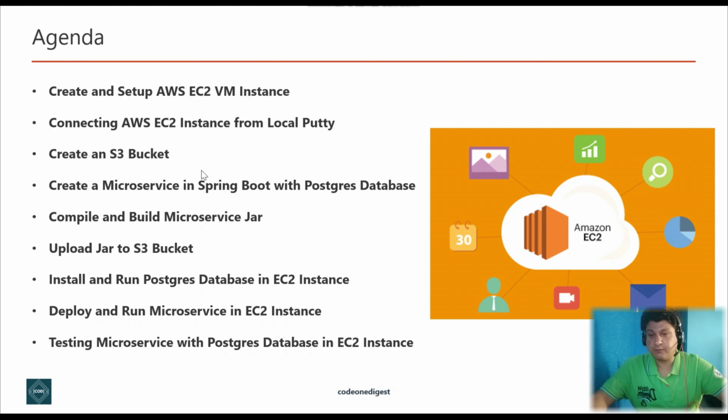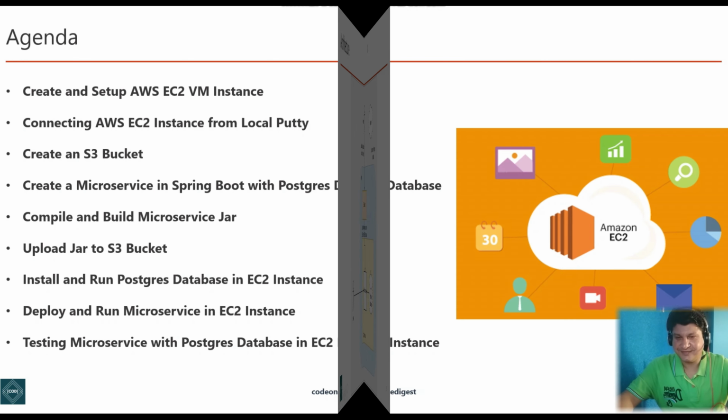Then I'll show you the Spring Boot microservice that I have developed and how it is going to work with the Postgres database. Then we'll compile and build a jar. We'll upload that jar to our S3 bucket. Then we will install and run our Postgres database in the EC2 instance. And then we will run our microservices in the EC2 instance with the Postgres database and we'll test those APIs. So all these things we'll do in this video. So stay with me till the end of this video. It is going to be very exciting and there is a lot of learning here, right?